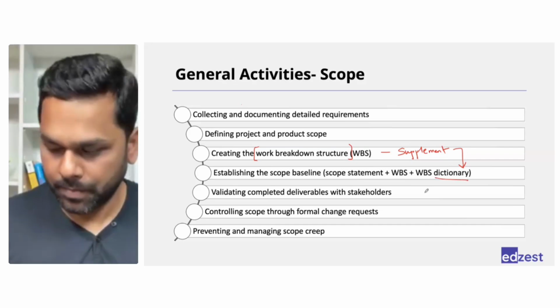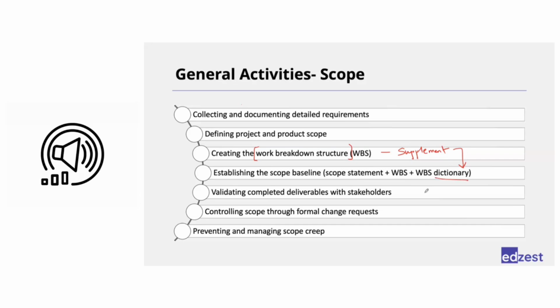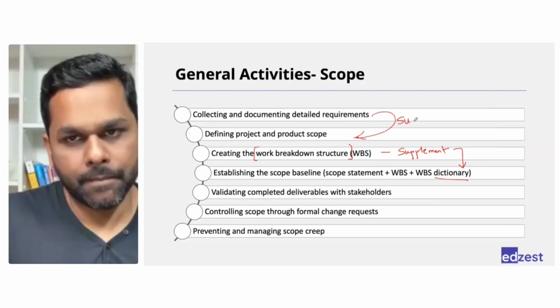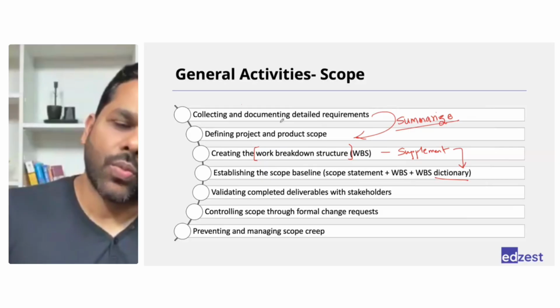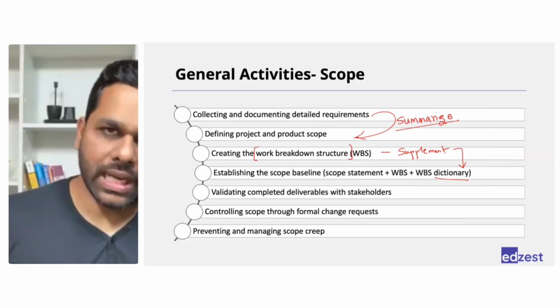And then a scope statement. Once we collect the requirements, as it says, defining project and product scope, defining the scope statement is a part of this particular step, right? Defining project and product scope. Correct. It is a separate step, once you have understood the requirements in detail.